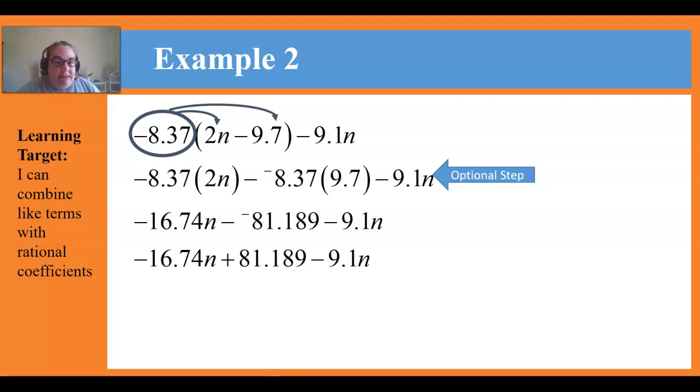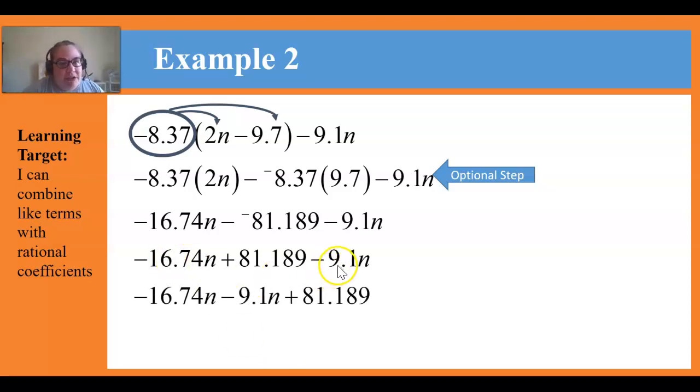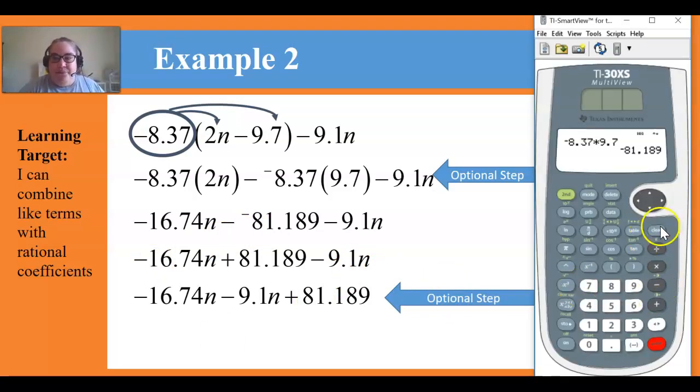If you want, you can rewrite your like terms closer together. That's completely up to you. So again, this is an optional step. But if you can see that we're going to be taking that negative 16.74 and adding that to the negative 9.1, we're looking at negative 25.84n.